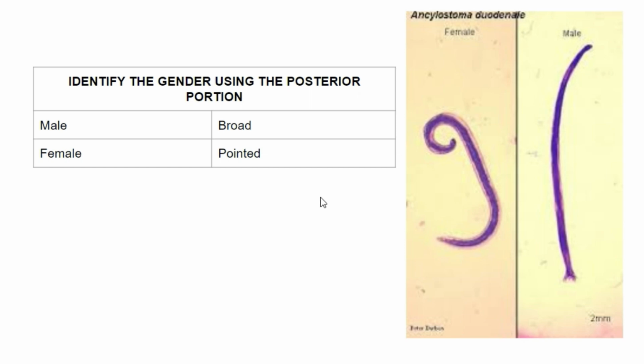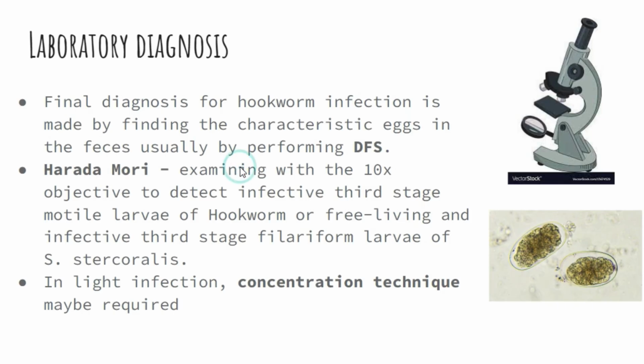So, again, that is how you identify using the posterior portion, how we identify the gender. Again, male is broad, female is pointed.